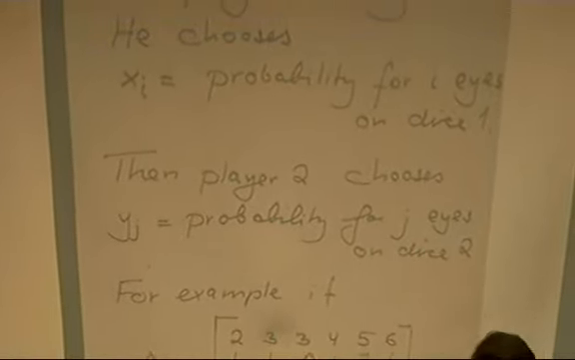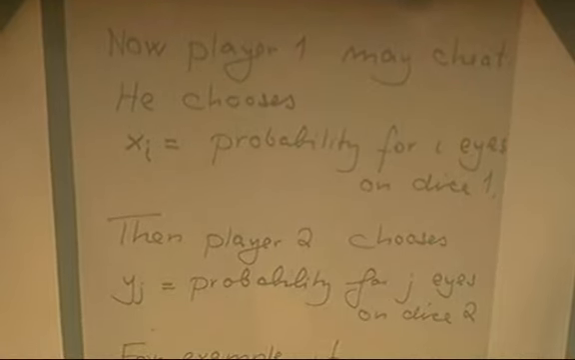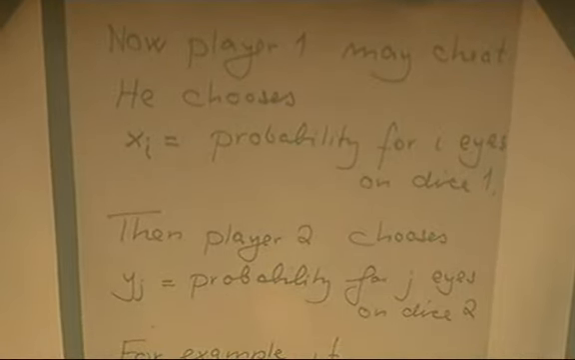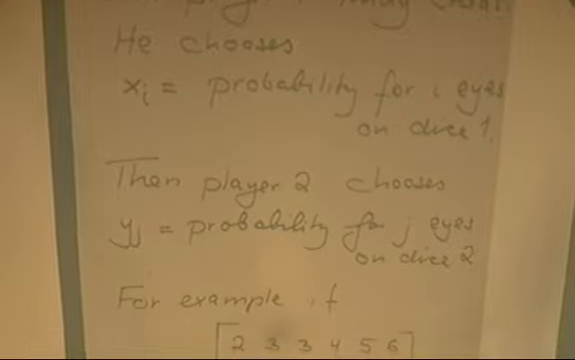Now we will allow player 1 to cheat. He is allowed to change his dice. So if you look at the dice, he can change the dice so that the probability for i eyes on dice number 1 will be this number, and he can choose that as he wishes. There's only one condition. He has to tell it to player 2. And then player 2 is, of course, also allowed to cheat. So what player 2 will do now is find a number between 0 and 1, which is the probability for j eyes on dice number 2.